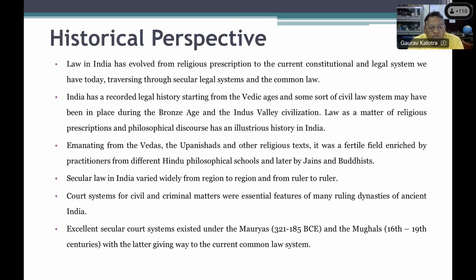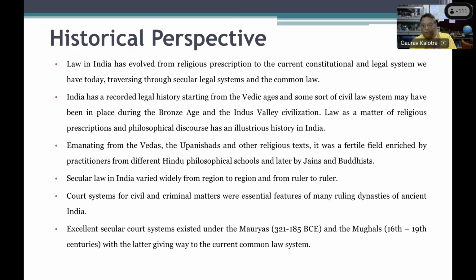Secular law in India varied widely from region to region and from ruler to ruler, and court systems for civil and criminal matters were essentially features of many ruling dynasties of ancient India. Excellent secular court systems existed during the Mauryas and the Mughals, with the latter giving way to the current common law system. I'll give you two examples.